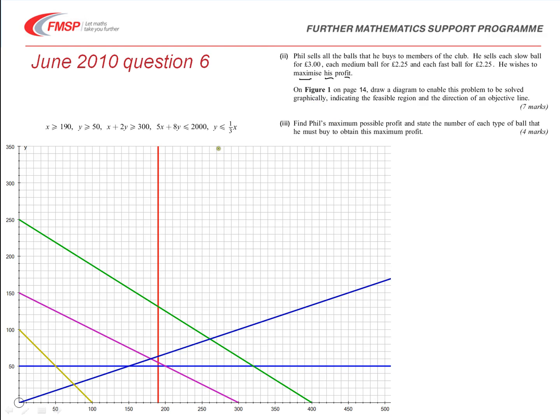So what have we got? Well, firstly we had the fact that x was greater than or equal to 190. So this red line here, this one that I drew earlier, that's the line x equals 190. And so greater than 190 would be on the right hand side of that. So we've got to shade out the piece that we do not want. So we would shade out the left hand side of that line.